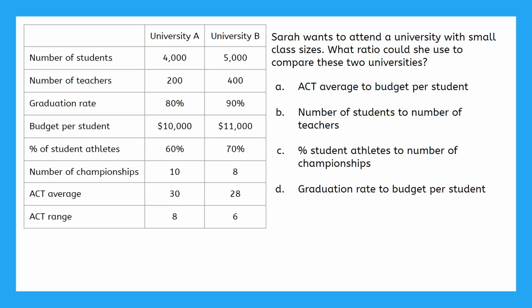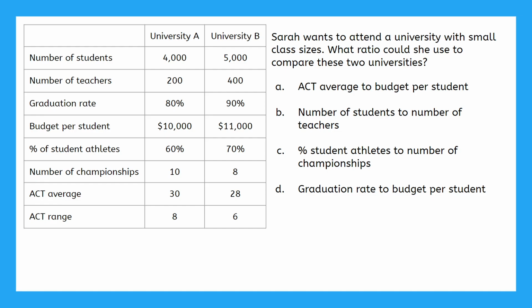So for instance, this problem here, this table gives us a lot of information about these two schools, but what information actually matters depends on what we want to know. So let's read the problem. Sarah wants to attend a university with small class sizes. What ratio could she use to compare these two universities?